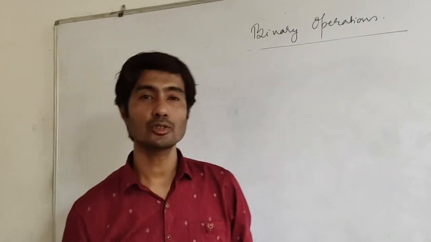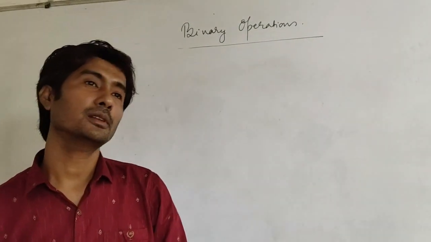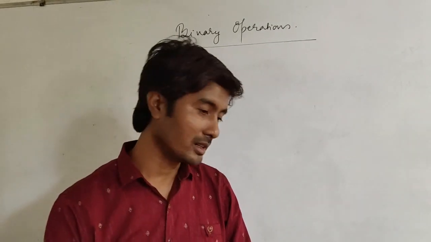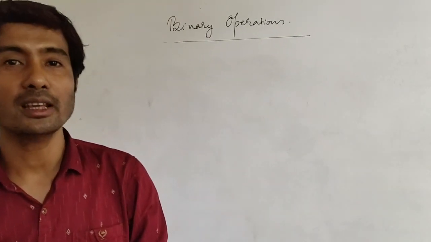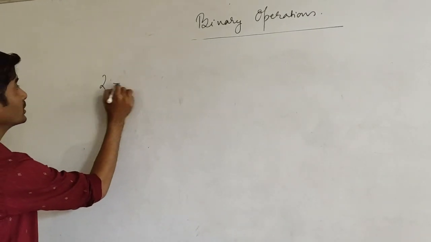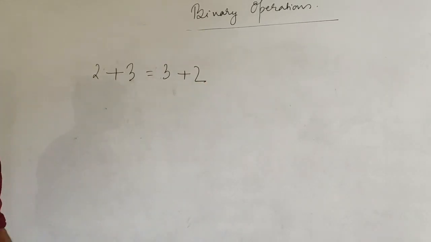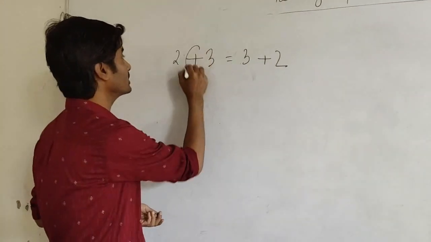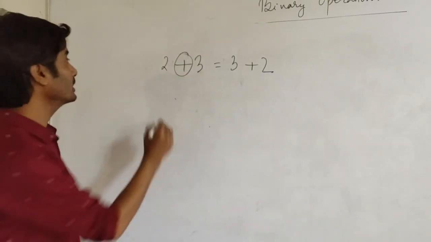Next we will discuss two important properties of binary operations: one is the commutative property and the second one is the associative property. I think you all are familiar with these two properties. Let us go back to our school mathematics. We know that 2 plus 3 is always equal to 3 plus 2. That is, we say that real numbers are commutative with respect to the operation addition. Real numbers are always commutative with respect to addition.